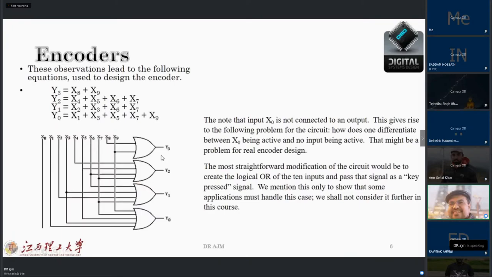The most straightforward modification for the circuit that I show here is some logical OR of the 10 inputs, and to pass that signal as the key press signal. It means that if we want to know the real situation for the key, we need some key press signal, which says whether any inputs are coming or not. And we should mention this only to show that some application must handle this case. Then this circuit itself may have some problem because now we don't know whether any person pressed the key or not.